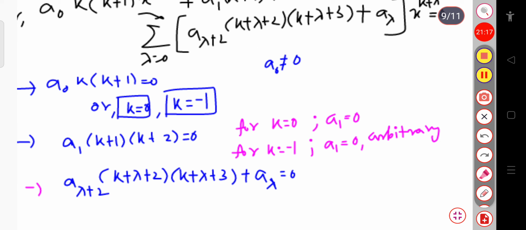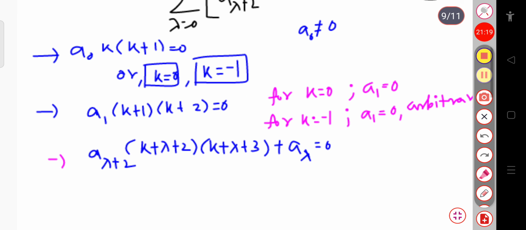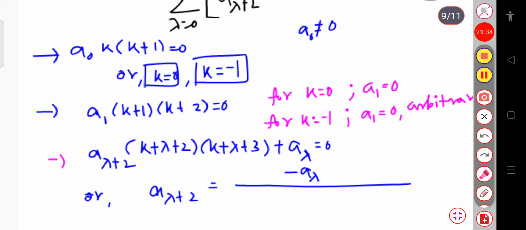Or here you can see this a lambda plus 2 term, or we can write this a lambda plus 2, that is equal to minus a lambda, which can be taken to the right hand side. So this is minus a lambda divided by this total term, k plus lambda plus 2 into k plus lambda plus 3. This is actually called the recurrence relation.